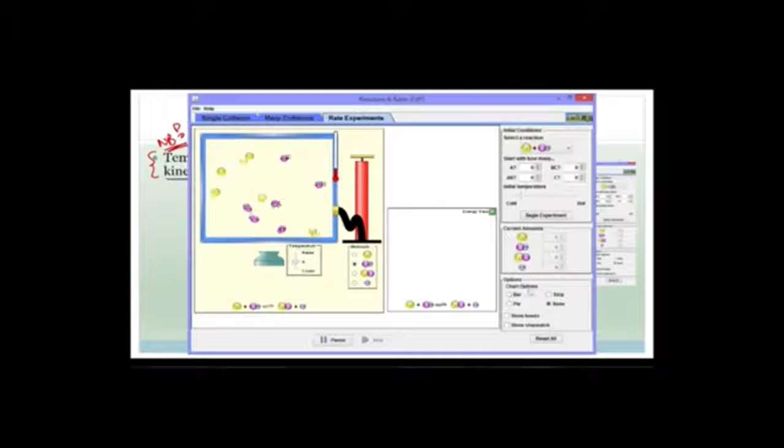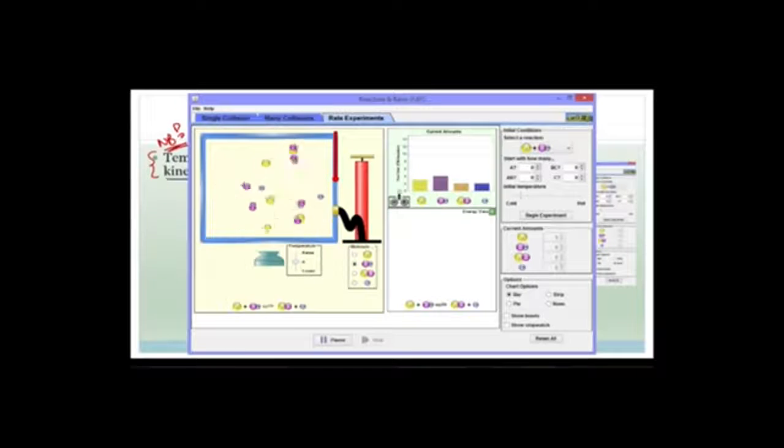So do you see that? Oh, let's just put a bar chart up there. Do you see we've got no products? We've got no A, Bs, no Cs, okay? But let's see what happens if I increase the temperature. So if I increase the temperature, do you see the particles start moving much faster? Okay, and as soon as they start moving much faster, they start making more of the product, okay?